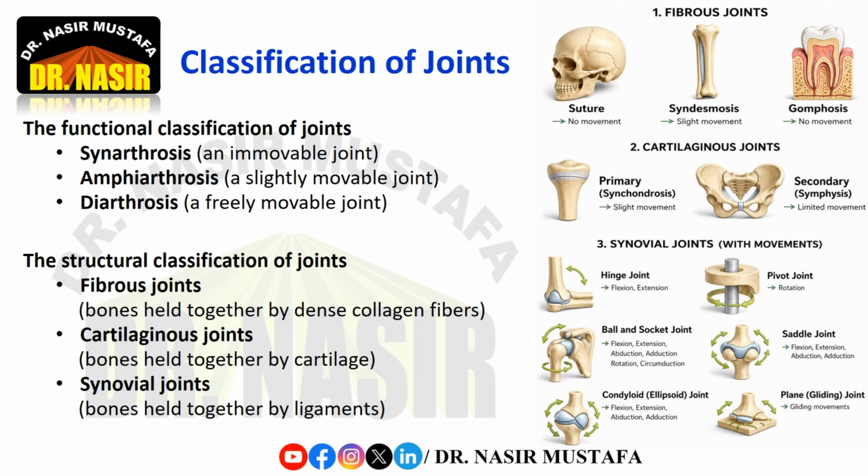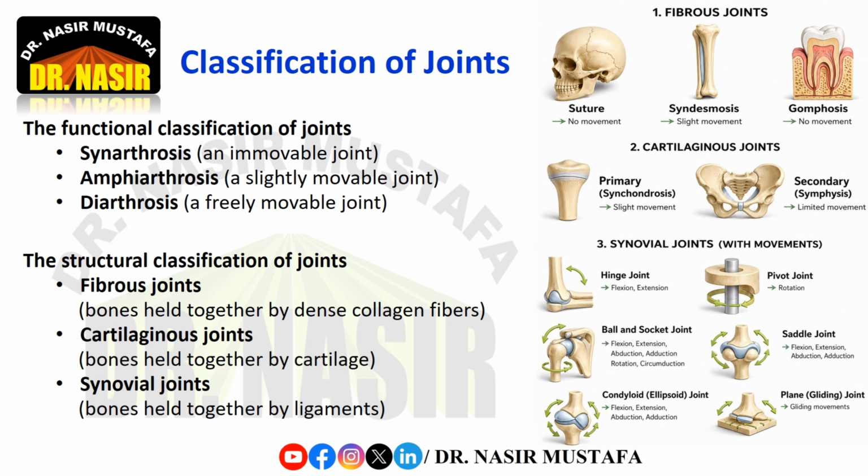Structurally, joints are classified based on the type of connective tissue that binds the bones together. Fibrous joints, held together by dense collagen fibers, allow little or no movement. Cartilaginous joints, where bones are connected by cartilage, permit limited movement. Synovial joints, the most movable type, are held together by ligaments and contain a fluid-filled cavity that allows smooth motion. Understanding both classifications helps us link the structure of a joint to its function in the body.